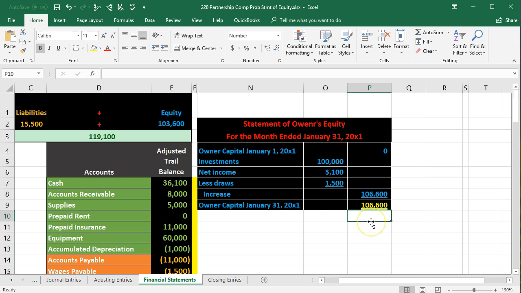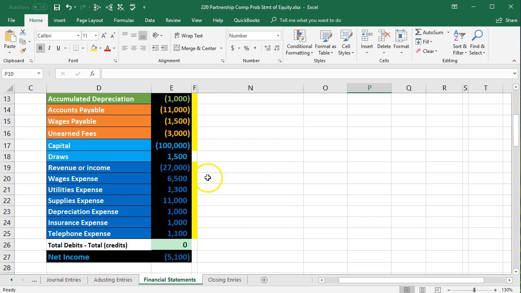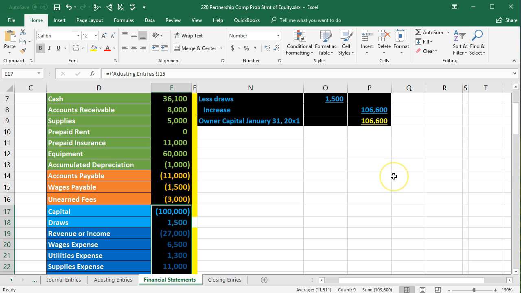Now if we double check that number to see if it's correct, we can say, well, it should add up to these numbers, the 103,600. This number also being what was on the balance sheet, which we are recreating. And that doesn't match up to what we have here, 106,600.